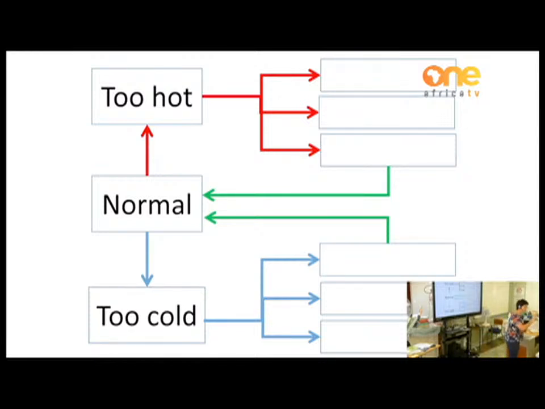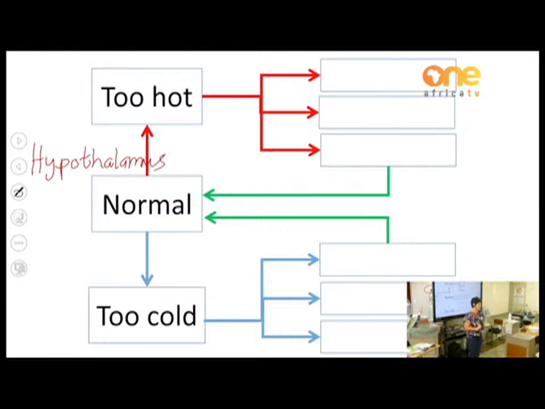a constant internal environment. And if it is normal, my body will not, there will be no change in temperature. But the moment when the hypothalamus detects a change in temperature.